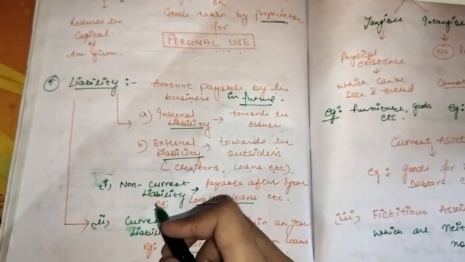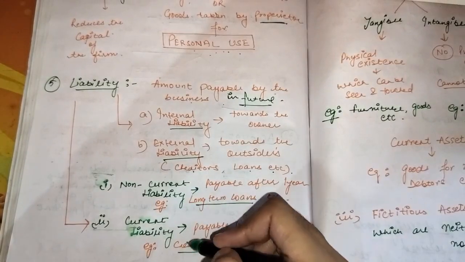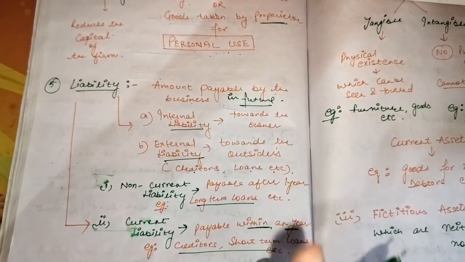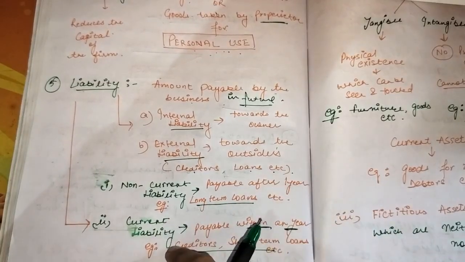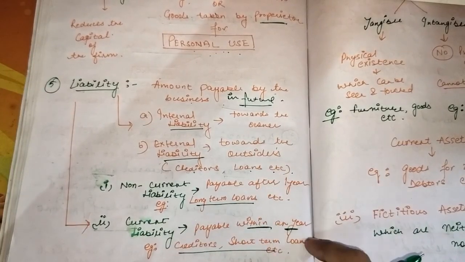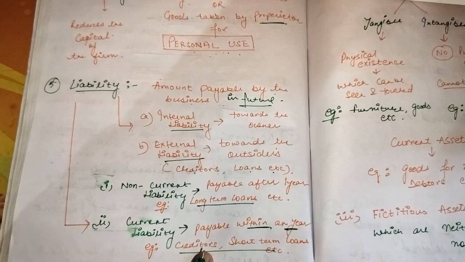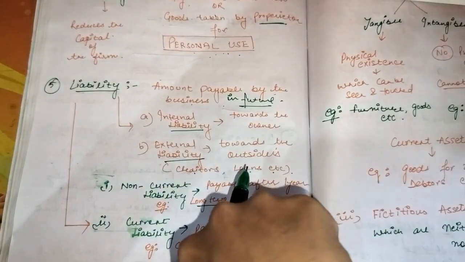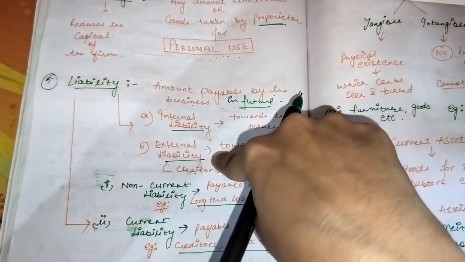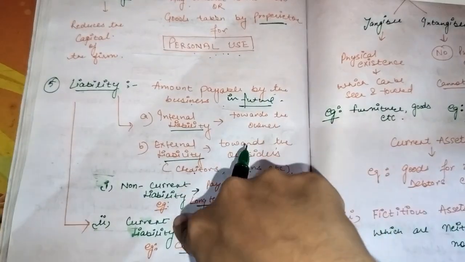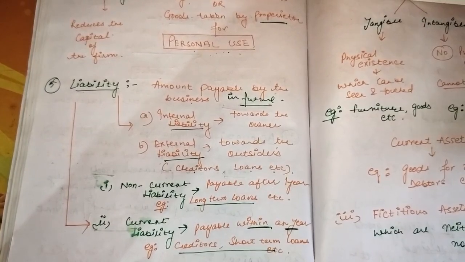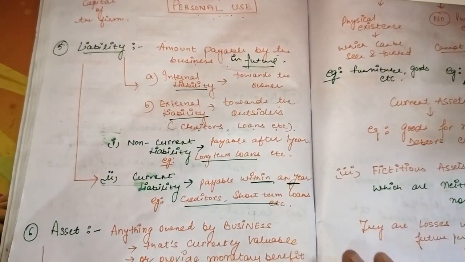Now what is current liability? Any liability that is payable within a year, within one particular year, is known as current liability. It can be short-term loans or it can be creditors. So liability is basically 4 types: internal liability, external liability, non-current liability, and current liability. I think liability is clear to you. So let's move to the next topic, which is asset.